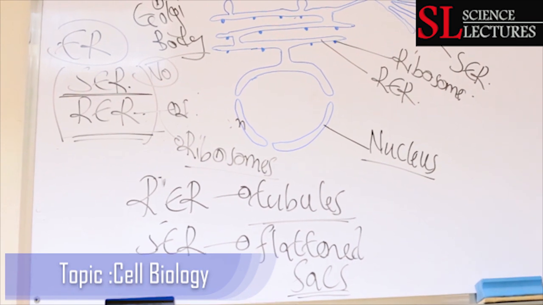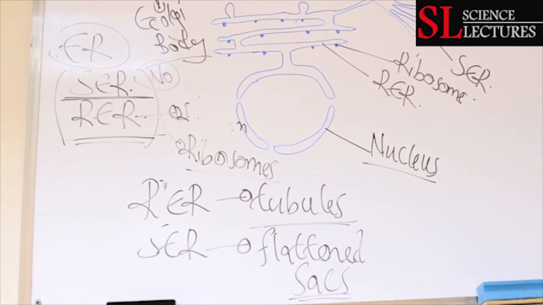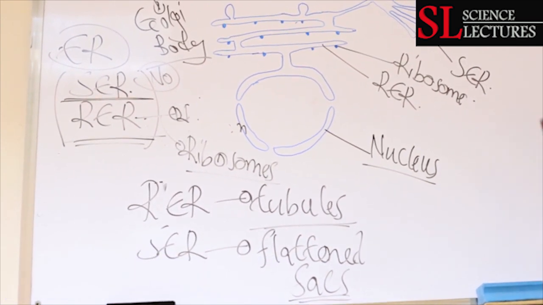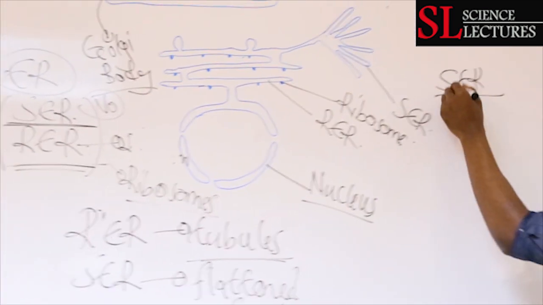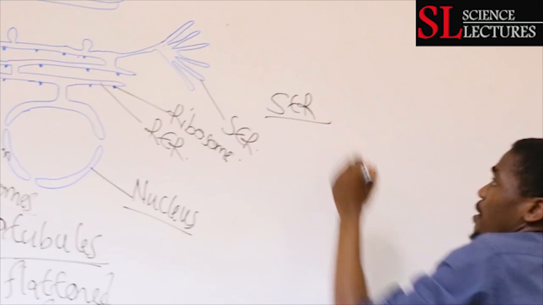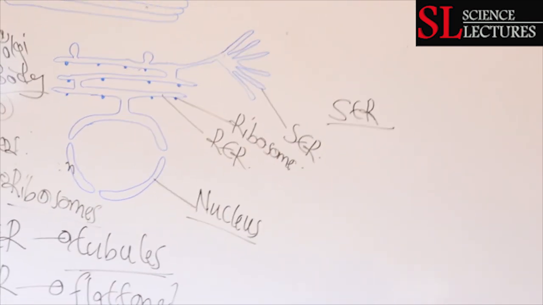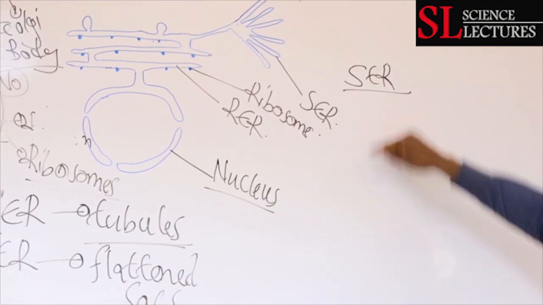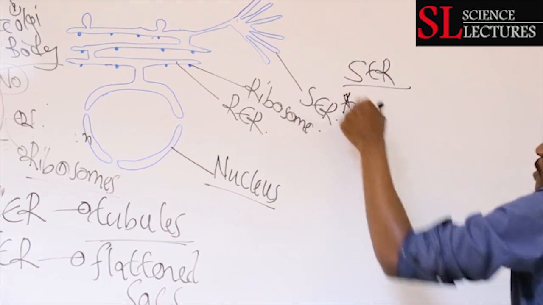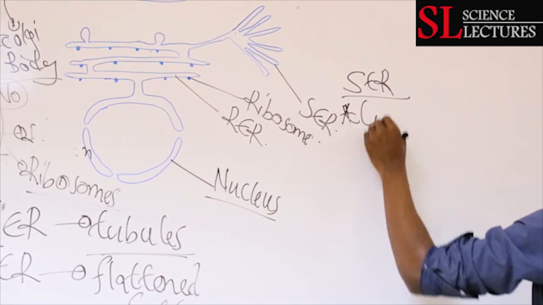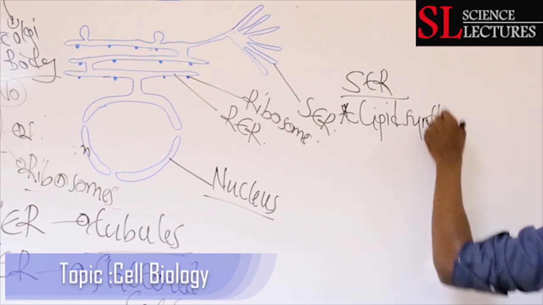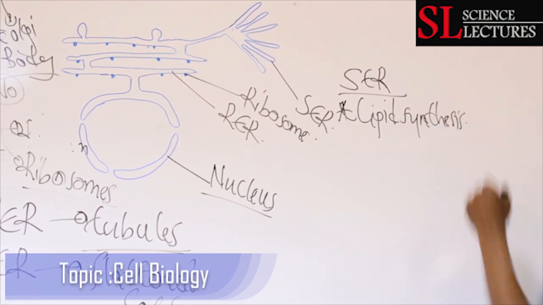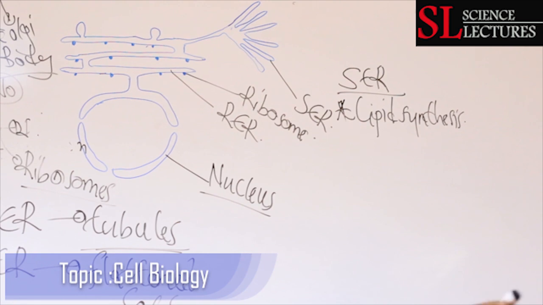So how different are the functions of the smooth endoplasmic reticulum from the rough endoplasmic reticulum? Let's start with the smooth endoplasmic reticulum, SER. Function number one is lipid synthesis. This one is involved in the synthesis of lipids.